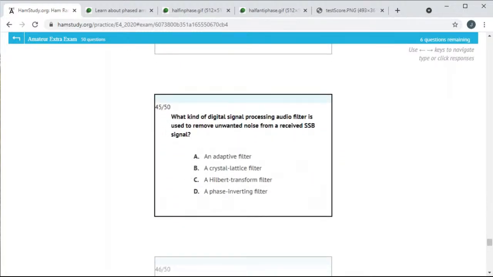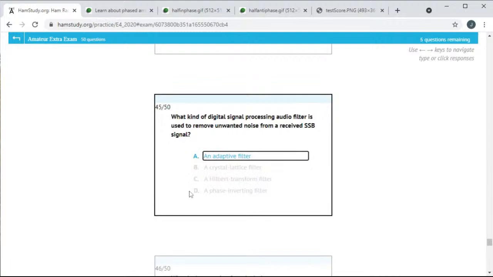What kind of digital signal processing audio filter is used to remove unwanted noise from a received SSB signal? A, adaptive filter, B, crystal lattice filter, C, Hilbert transform filter, D, a phase inverting filter. And I'm going to go with A, adaptive filter.